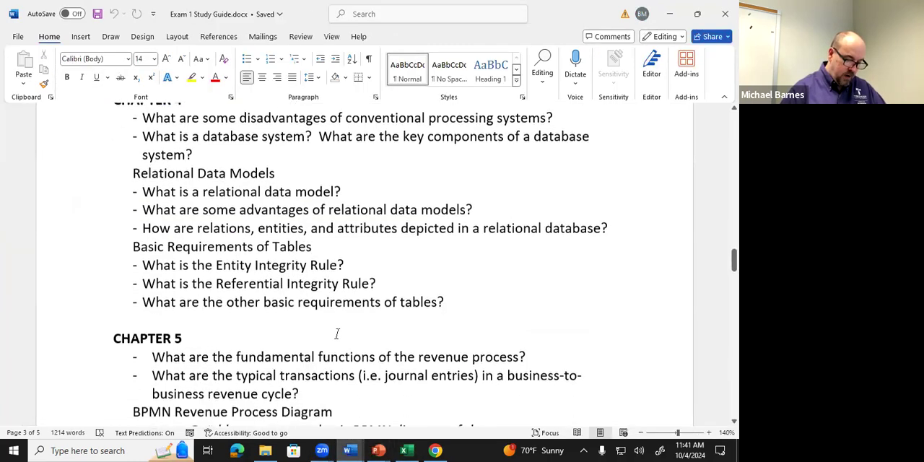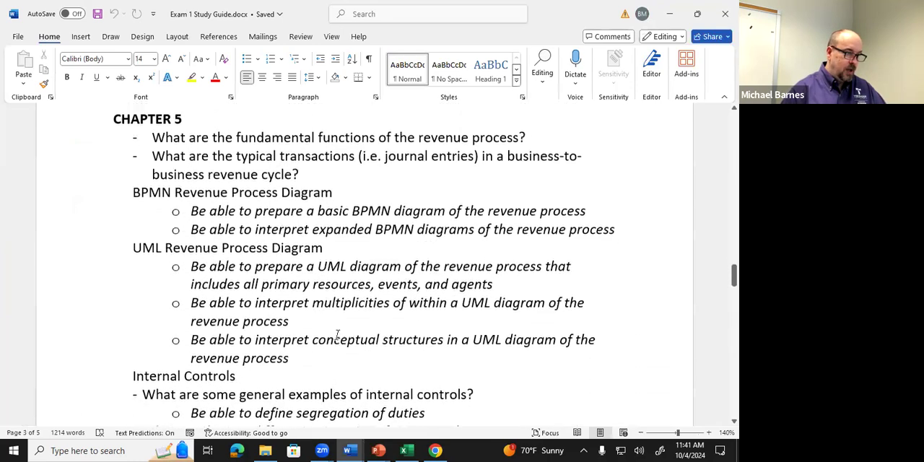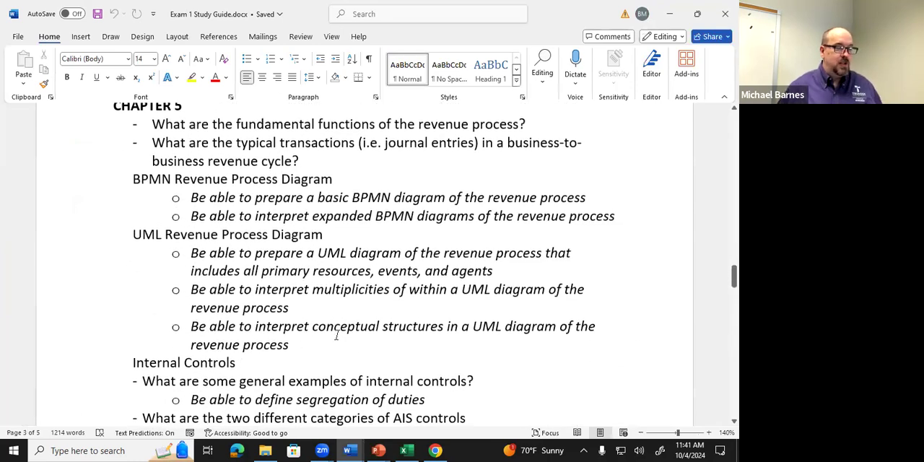All right. Moving on to chapter 5. So what are the typical transactions and journal entries in a business-to-business revenue cycle? I'm going to say this for both revenues and purchasing. You 100% need to know the transactions, okay? There were not that many transactions in each of these cycles. They were very limited. As far as the conversion cycle, I would be familiar with the transactions, but it's not likely that I'm going to ask you how to record actual overhead transactions, okay? I will be less likely to ask you detailed questions about transactions for the conversion process, but I will absolutely ask you questions about the transactions related to revenue and purchasing, okay?